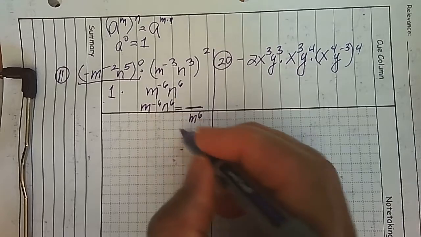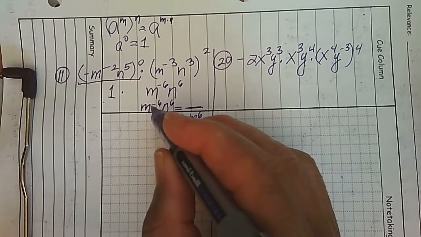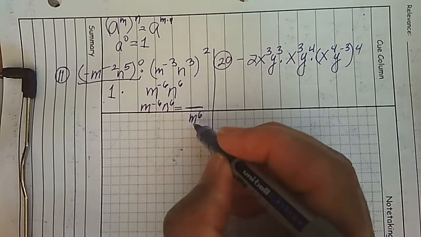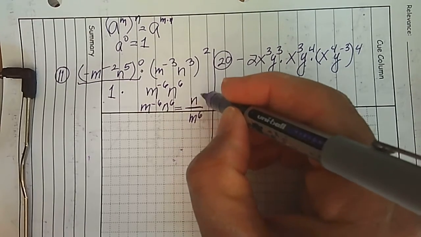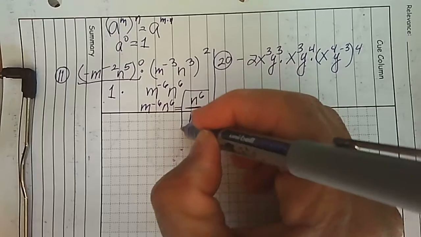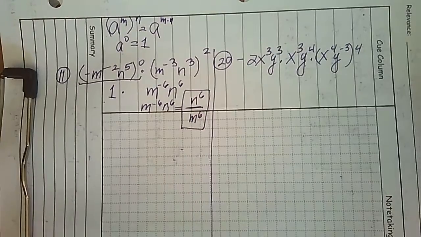When it trades position, it changes the sign. So it was negative on top. When you make it to the bottom, it's positive. And the n is positive. That's okay. It stays the same. So the answer will be n to the 6 over m to the 6.